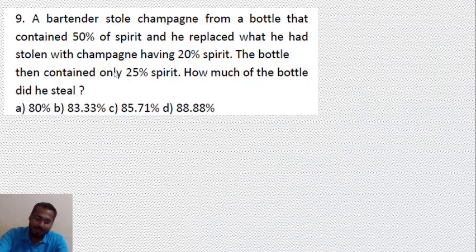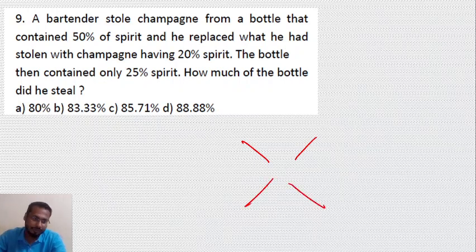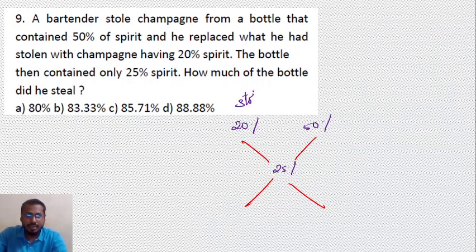Next question. Same kind of question. Just do it faster, we're going to get the answer quickly. Just plot the values. Here 20 percent, another one is 50 percent, and overall is 25%. How much of the bottle did he steal? Which one is stolen here? This was the stolen one, right? And here it was 50. So what is the difference? 5 and 25. So 5:1.